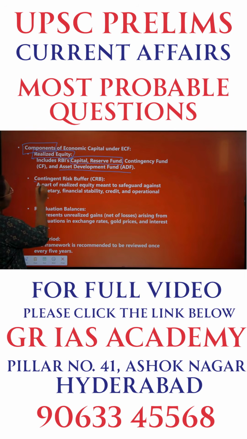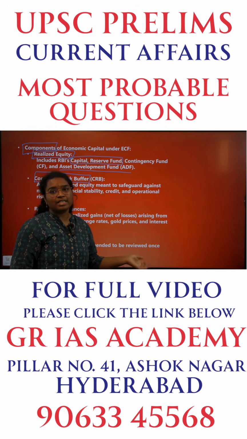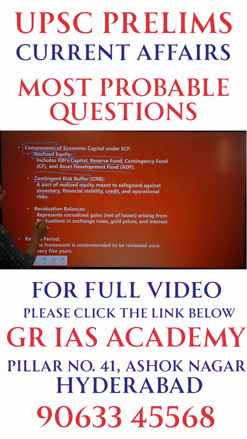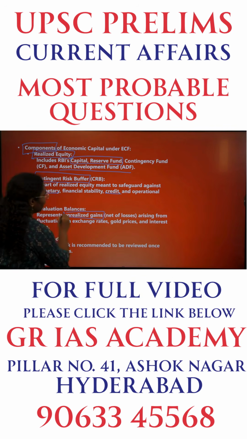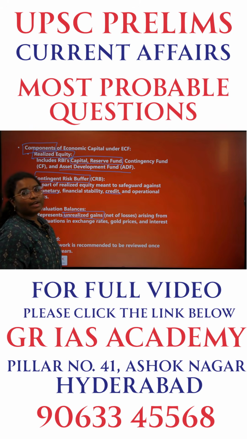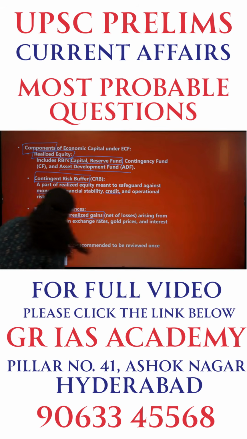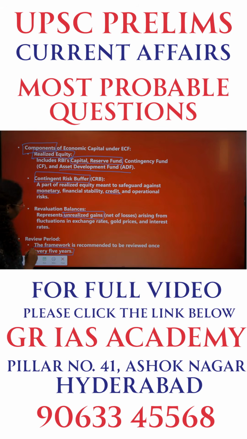And the next parameter would be the contingency risk buffer. It is a part of realized equity. It is maintained as a safeguard against various risks like monetary risk or credit risk, etc. And some unrealized gains or losses would also be considered while evaluating the Economic Capital Framework. This framework is recommended to be reviewed once every 5 years.